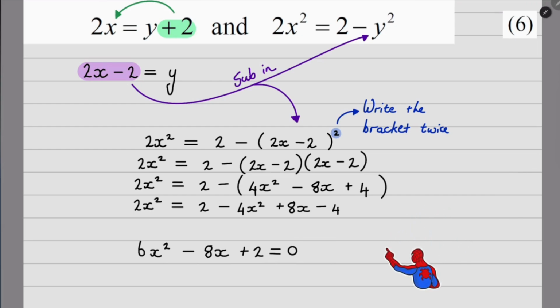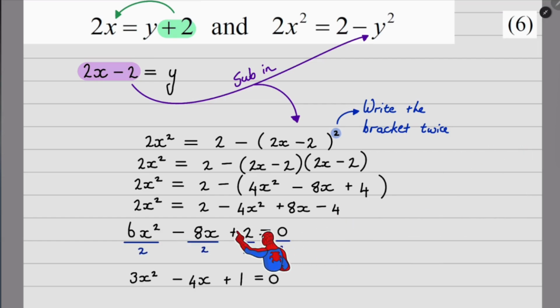Alright, now, I'm not quite at standard form just yet. I can see all of these are even numbers, so all of them are divisible by 2. And that's exactly what I'm going to do. I'm going to divide them all by 2, and then finally, we've reached standard form. Okay, 6 divided by 2 is 3, and then I slap the x squared on there. Minus 8 divided by 2 gives me that minus 4. 2 divided by 2 is 1. 0 divided by anything is 0. Sure, this question goes on, hey?